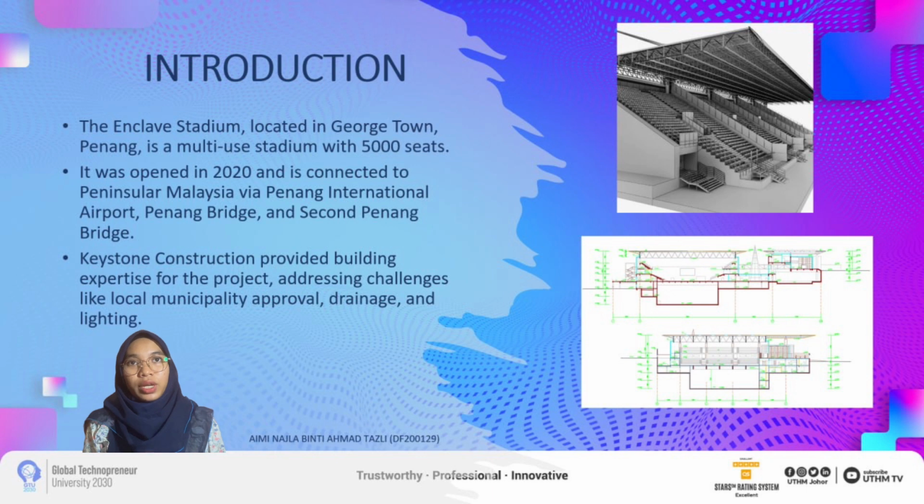The Enclave Stadium, located in Georgetown, Penang, is a multi-use stadium with 5,000 seats. It was opened in 2020 and is connected to Peninsular Malaysia via Penang International Airport, Penang Bridge and Second Penang Bridge. Keystone Construction provided building expertise for the project, addressing challenges like local municipality approval, drainage and lighting. So as shown in the slide, firstly is the 3D view of the stadium and the bottom one is the layout plan of the stadium.